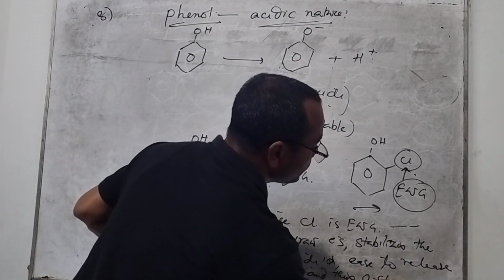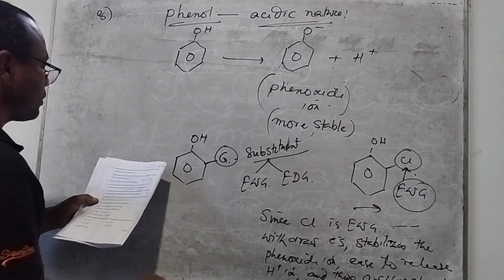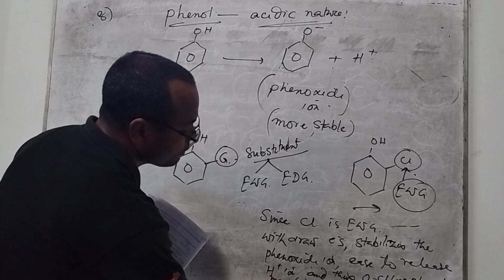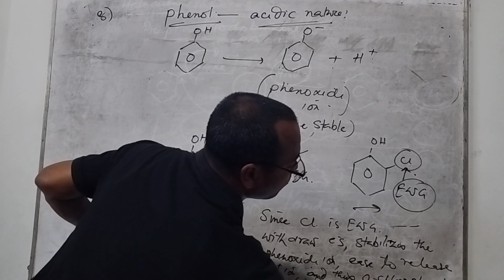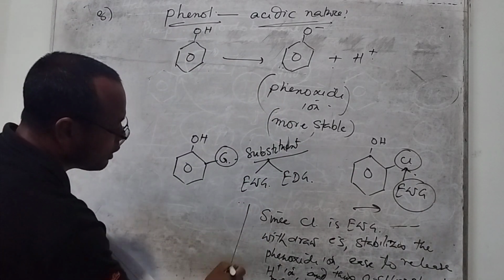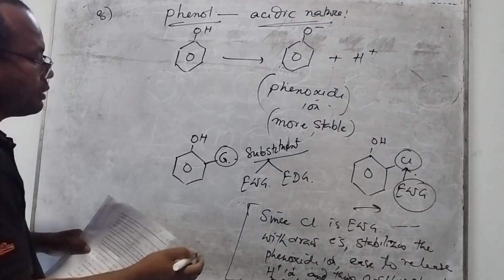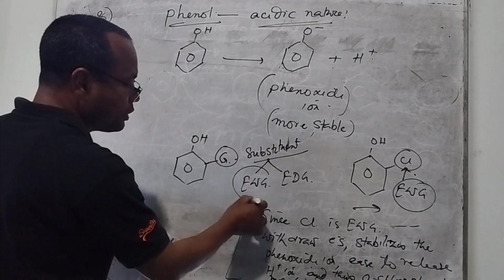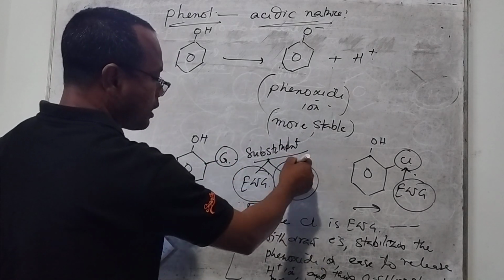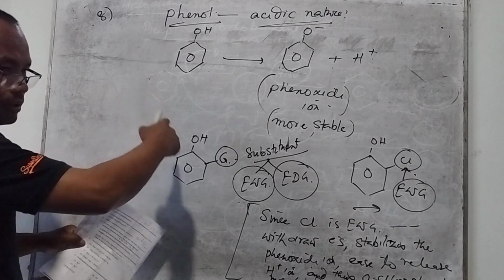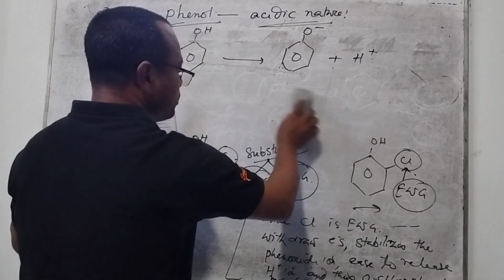Thus, orthochlorophenol is more acidic than phenol. This is the answer. As an addition to your idea: if the substituent is an electron withdrawing group, the acidic strength will increase. If the substituent is an electron donating group, the acidity will decrease. That's the part of your idea that you have learned during the classes.